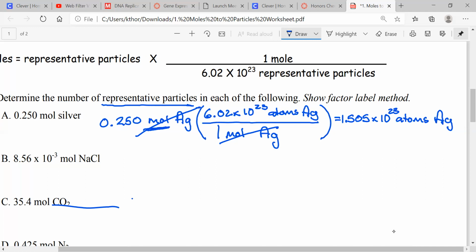1.505 is 4 sig figs. How do we get that reduced to 3? We keep the 1. We keep the 5. What do we do with that 0? Well, does that 5 to the right of the 0 round it up to a 1 or keep it a 0? All right, so your answer is going to be 1.51 times 10 to the 23rd atoms of silver.